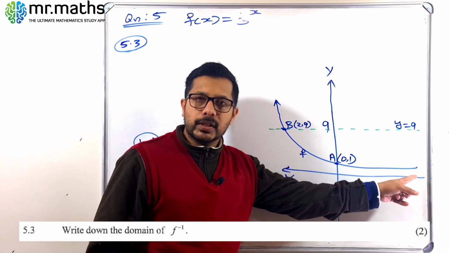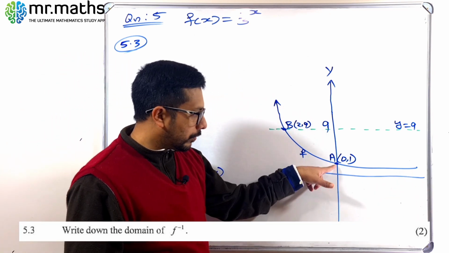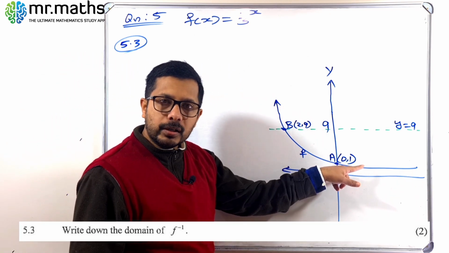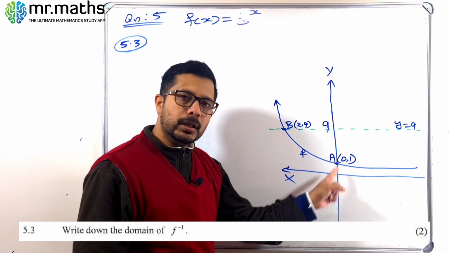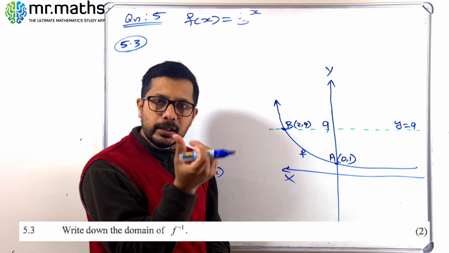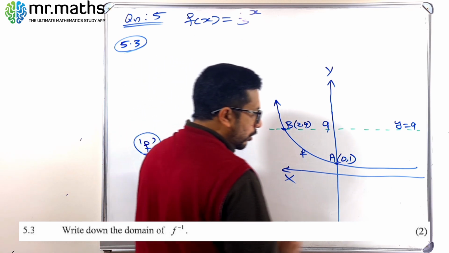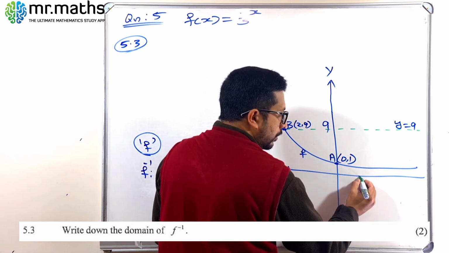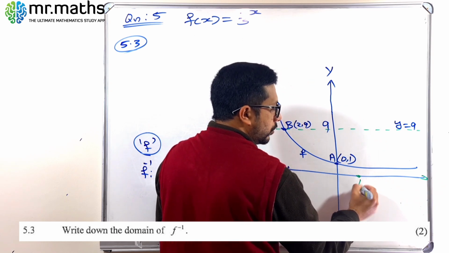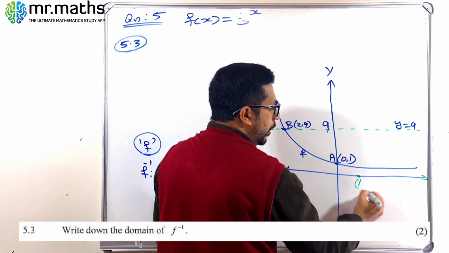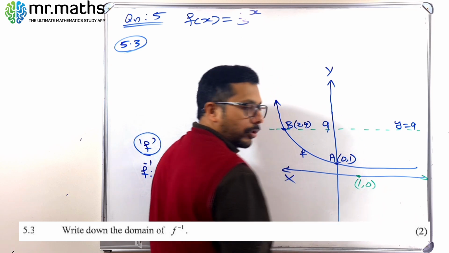This is our f of x graph. What is the coordinate of this point? 0 comma 1. So in the f inverse graph, what is the point? 1 comma 0. You swap x and y. So 1 comma 0 means somewhere here. This is the x-axis, assume that this is 1. So this point is 1 comma 0.